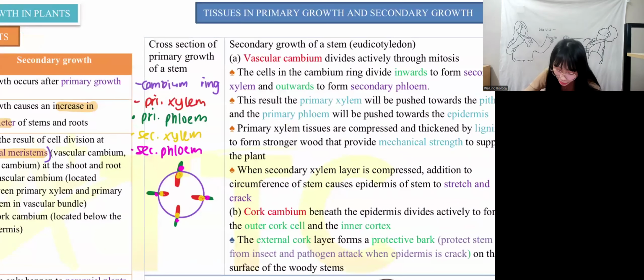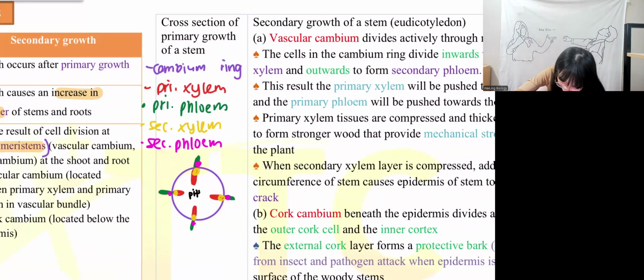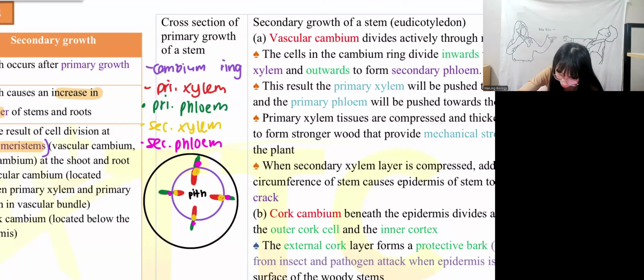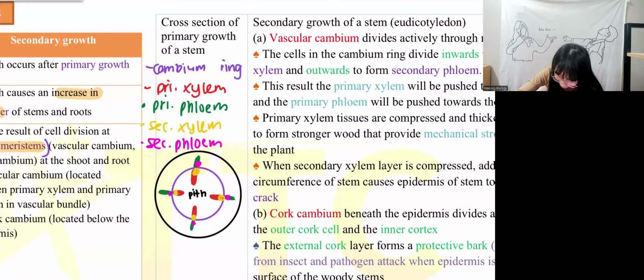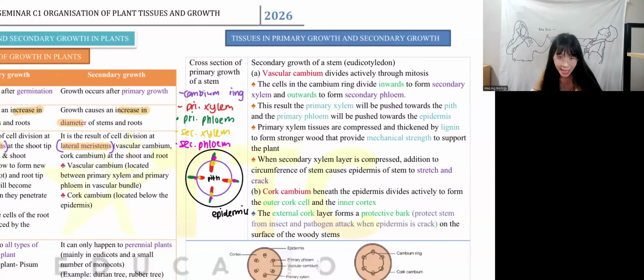Okay, then we also have other labeling parts. Right in the middle, the white color part is called pith, P-I-T-H. The outer layer is known as epidermis. We have one more outer layer actually, but we just don't draw it. From here, we're going to go through the sentence. It says that the cambium divides inwards to form secondary xylem. Make sense, right? Inwards, the yellow color one, forms into secondary xylem. Outwards, the pink color one, forms into secondary phloem.